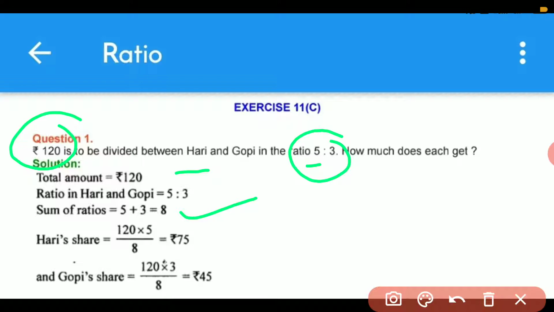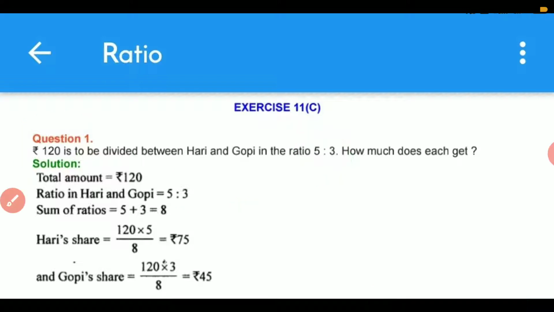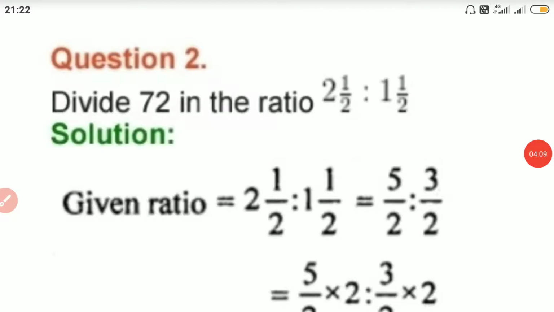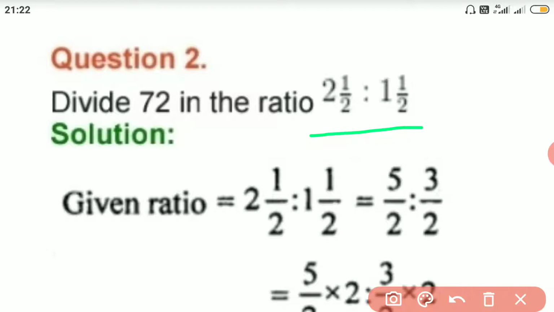Okay, let us try the next one. The next question is, divide 72 in the ratio 2.5:1.5, so 2 whole 1 upon 2 is to 1 whole 1 upon 2. My first step will be to convert this into a simpler form. We have done this in exercise 11A. What am I supposed to do?